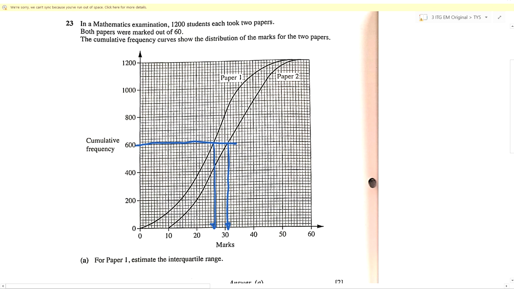The more difficult paper will have a lower median mark. And in this case, that will be our paper 1. So paper 1 is more difficult because it has a median of 20, whatever that is, which is lower than the median for paper 2, which is 30 something marks.